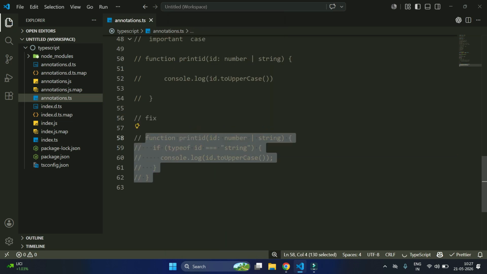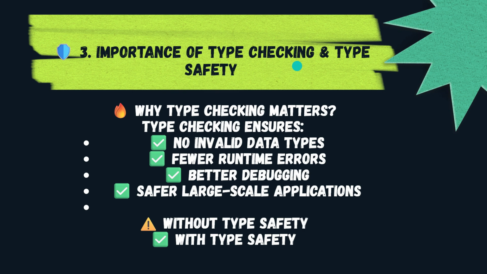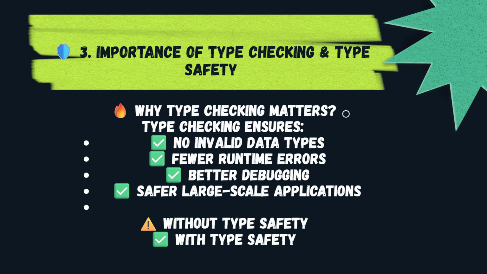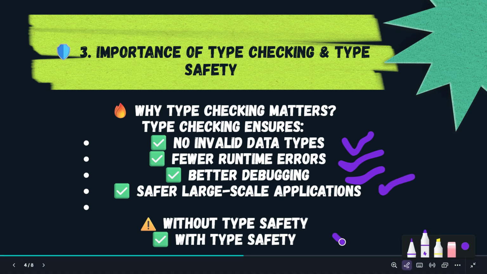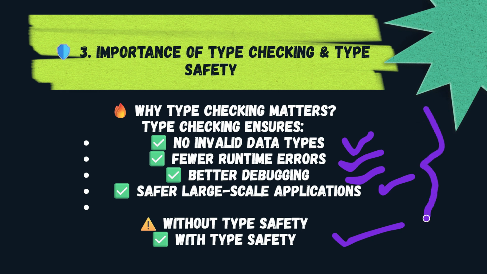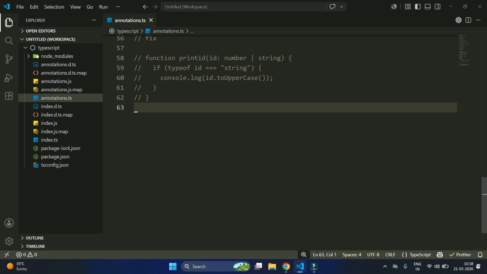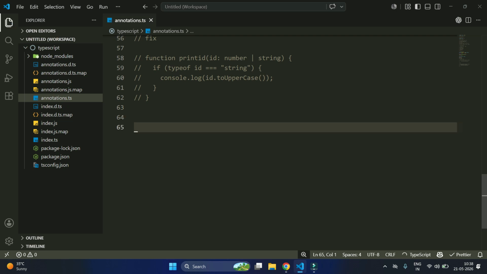So let me comment this out and move to the next one: the importance of type checking and type safety. That is why type checking matters. Type checking ensures no invalid data types, fewer runtime errors, better debugging, and safer large-scale applications. We will see all this in the examples, so let's go to VS Code and understand all the things. Now the next one is about type checking and type safety.